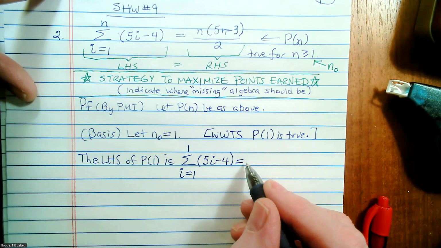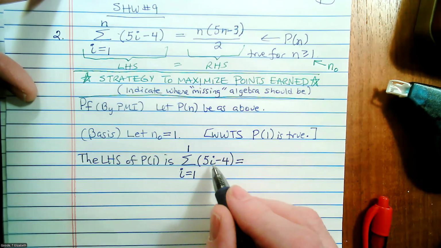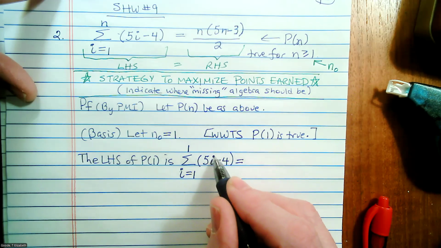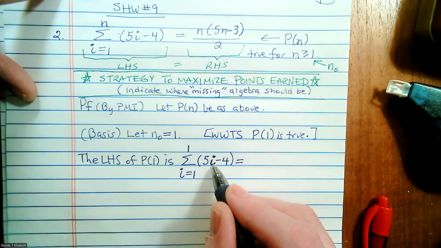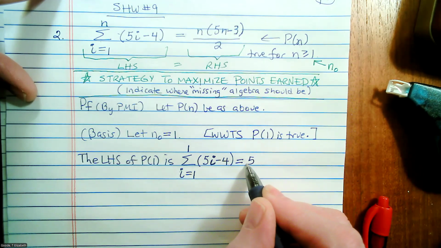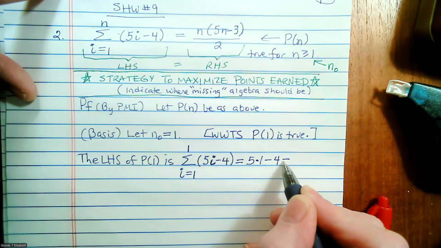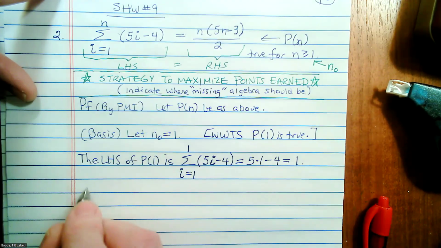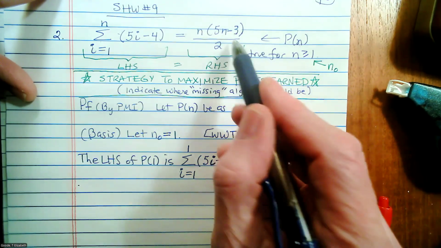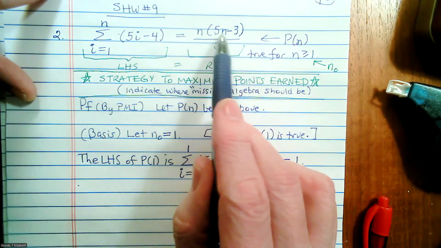We're going to use i equals 1, but the i is right here. So we're going to put the 1 in here. So it's going to be 5 times 1 minus 4. So what is 5 times 1 minus 4? 1. Great. Perfect. So now let's evaluate the right-hand side when n is 1, okay?